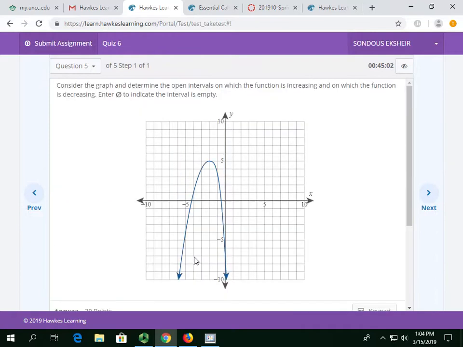Remember, increasing and decreasing is based upon the x-coordinates on the number line. So if I look at this particular graph right here, I start over here at like negative 10 or something. I'm looking at this graph. The graph is going up. So it's increasing all the way up to this vertex right here. What is that point? That is the point negative 2, 5. But all I care about is the x-coordinate, all the way up to negative 2. So between negative infinity and negative 2, the function is increasing.